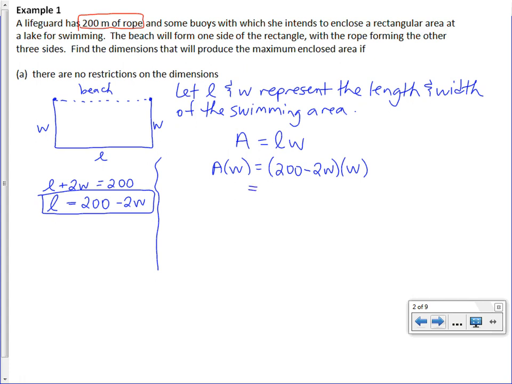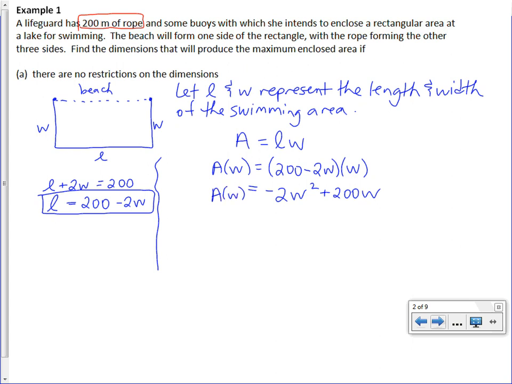I think everyone's okay that we could distribute that W just to make this a bit easier to work with. So what if I distributed the W? I'm going to do the W parts first. So negative 2W times W will be negative 2W squared, and then positive 200 times W is plus 200W.